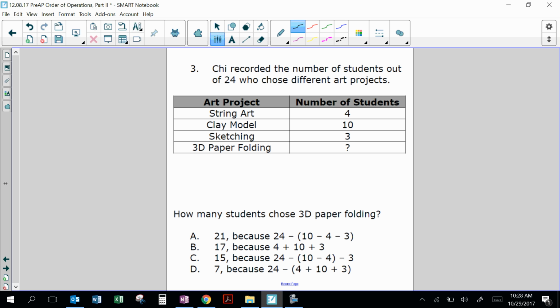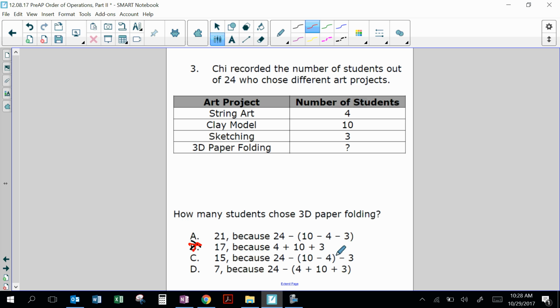And number 3, Chi recorded the number of students out of 24 who chose different art projects. So these are the art projects. These are the number of students. 4 students like string art, 10 students like clay model, 3 students like sketching, and we don't know about 3D paper folding. How many students chose 3D paper folding? So let's see. Let's add up these students. 4 plus 10 plus 3. After you know how many students chose these, we need to find how many are left for 3D paper folding. So let's see who did the math here. I don't think it's B.